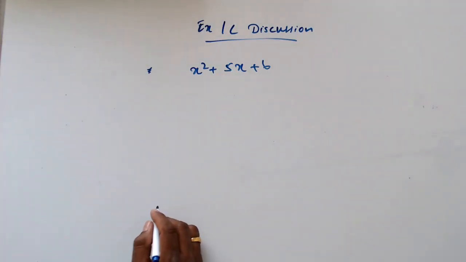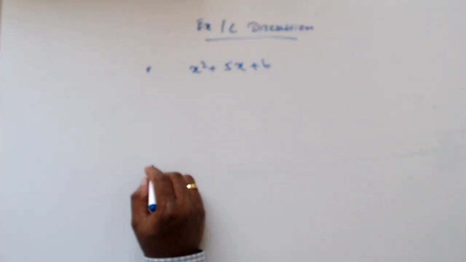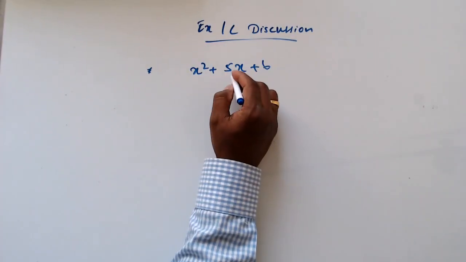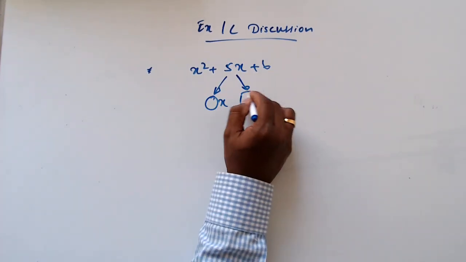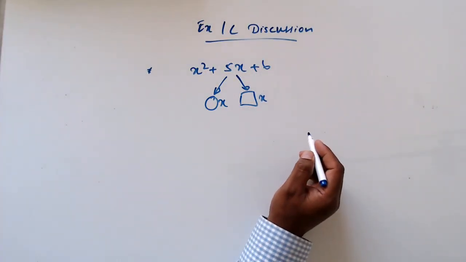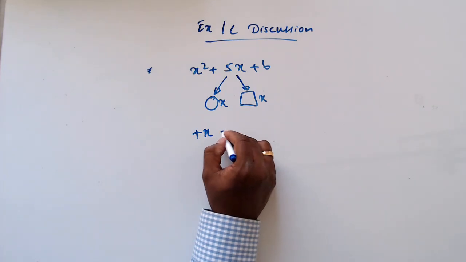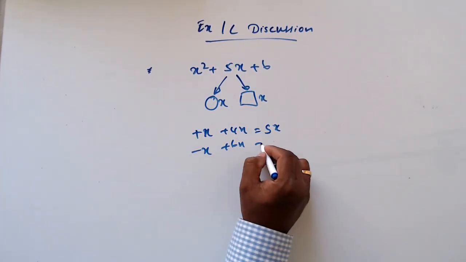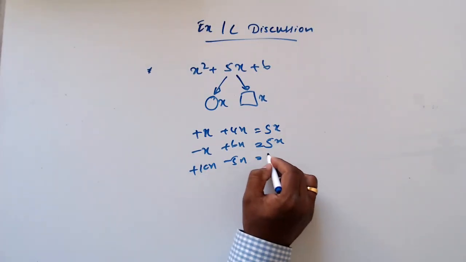How do you factorize this? This is a quadratic expression. You did factorize when you were doing GCSE, but just to revise your knowledge, we have to break this middle term into 2. How many ways can you break this middle term into 2? Plus x plus 4x, it will make 5x. Or minus x plus 6x, it will make 5x. Or plus 10x minus 5x also makes 5x.